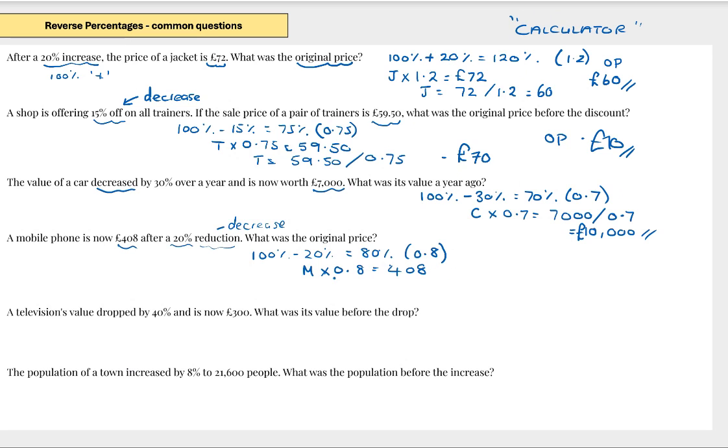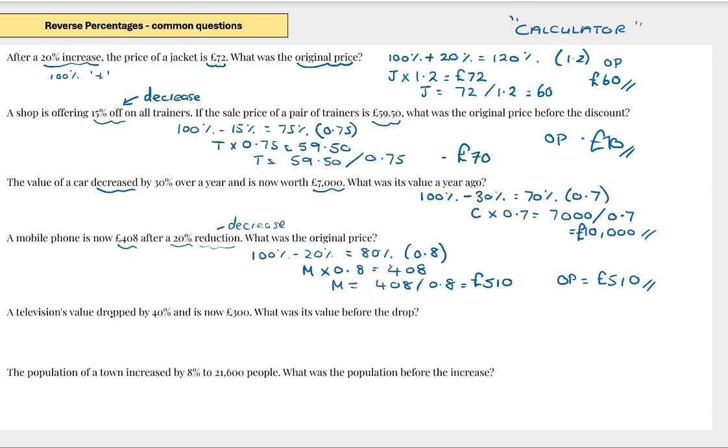We're going to divide 408 by 0.8, which gives us £510. So that was the OP. The original price was 510.